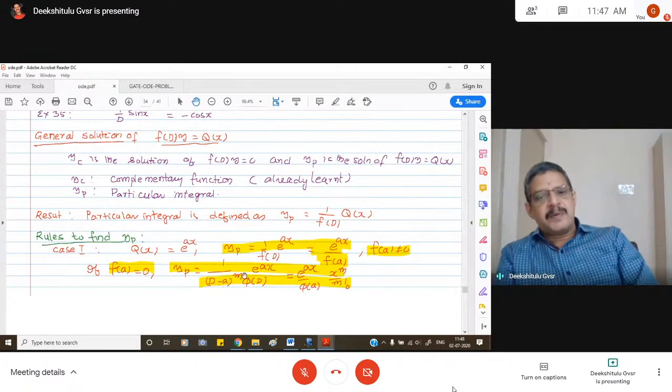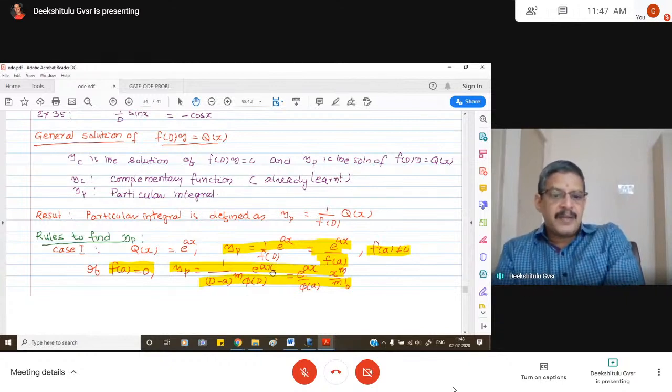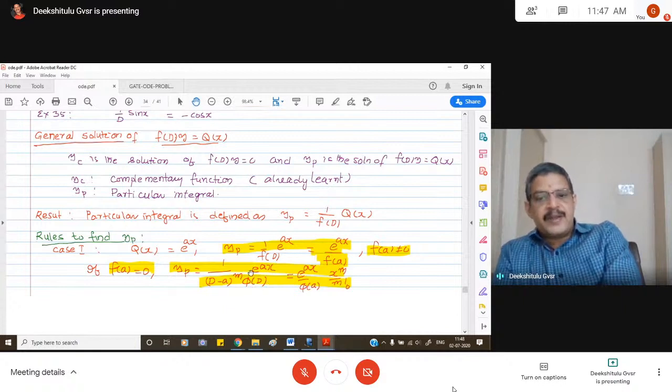Let us say 1 by D minus a power m, if it comes m times. Then f of D can be expressed as D minus a power m into phi of D, and phi of a is clearly not equal to 0. Then the particular integral is 1 by D minus a power m phi of D e power ax. So this will be e power ax by phi of a times x power m by m factorial. This is the particular integral when f of a is equal to 0: e power ax by phi of a times x power m by m factorial.